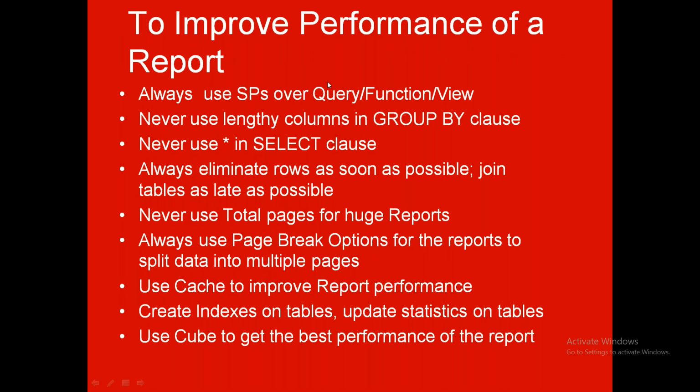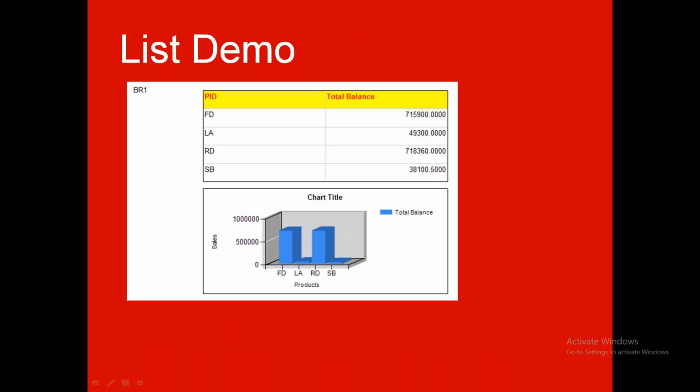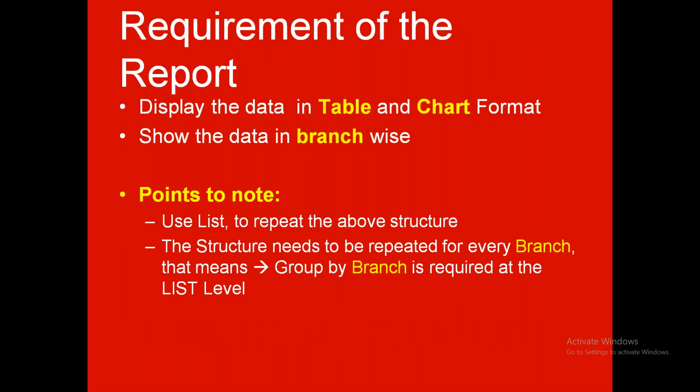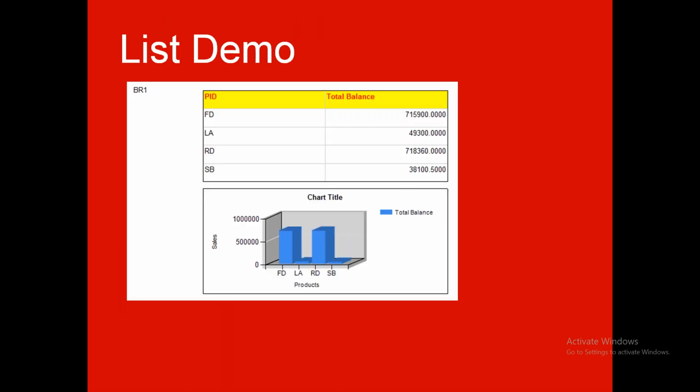And to improve SSRS reports, I have listed a few points. Always use stored procedures, queries, functions in SSRS. These are very, very fast. Never use lengthy column names in the group by clause. So you read them, and we'll discuss this tomorrow probably. Use a cube to get the best performance for the report. Sometimes people may ask you, how do you improve the performance of the SSRS report? I'm not talking about Power BI reports. Clear, guys? We will also see some reports in Power BI.